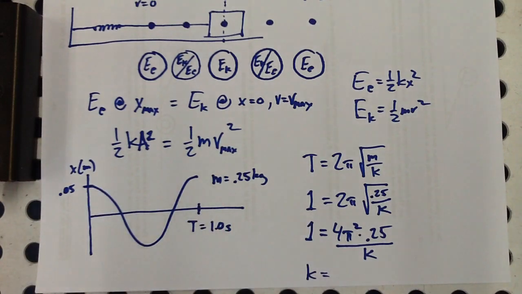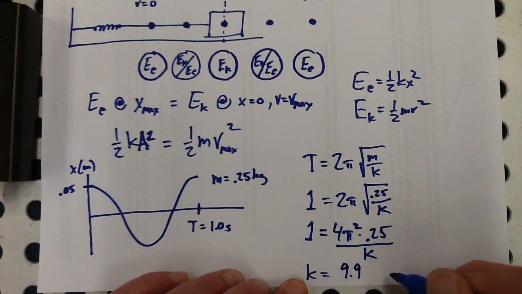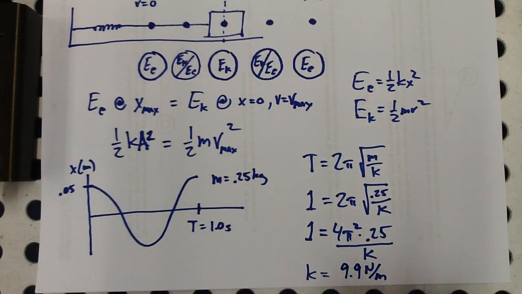So that's about, I don't know, that's about 10. Let me grab a calculator real quick. Hold on, coming back. Getting a calculator. Got one. Typing in pi squared. That's about 9 point, let's call it 9.9. So k is 9.9 newtons per meter after mathing that.